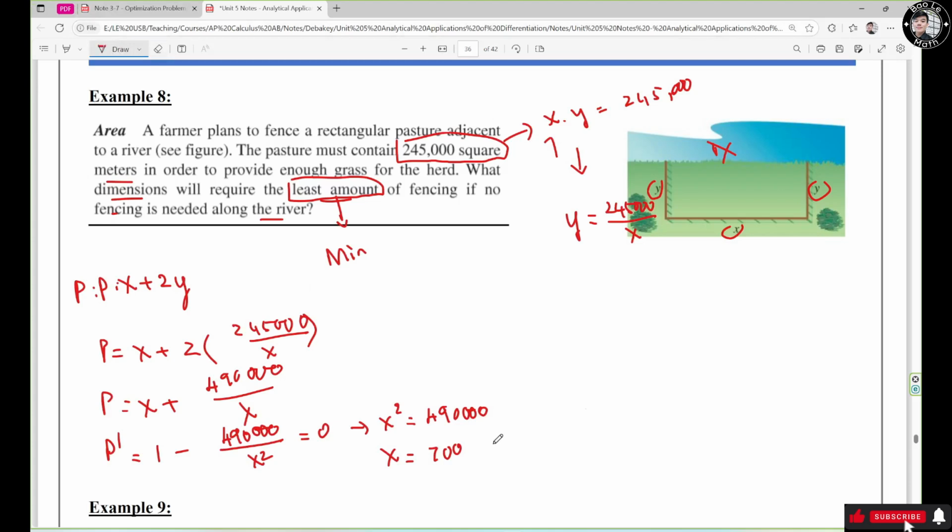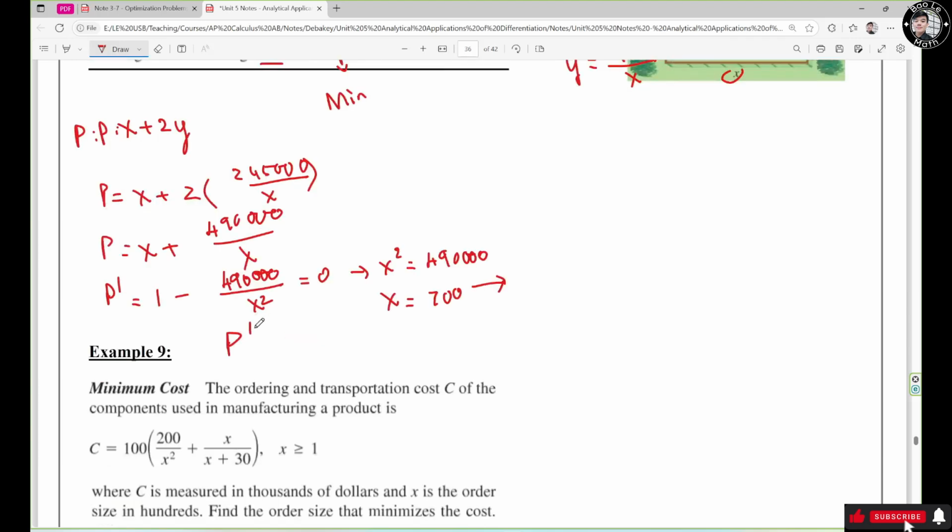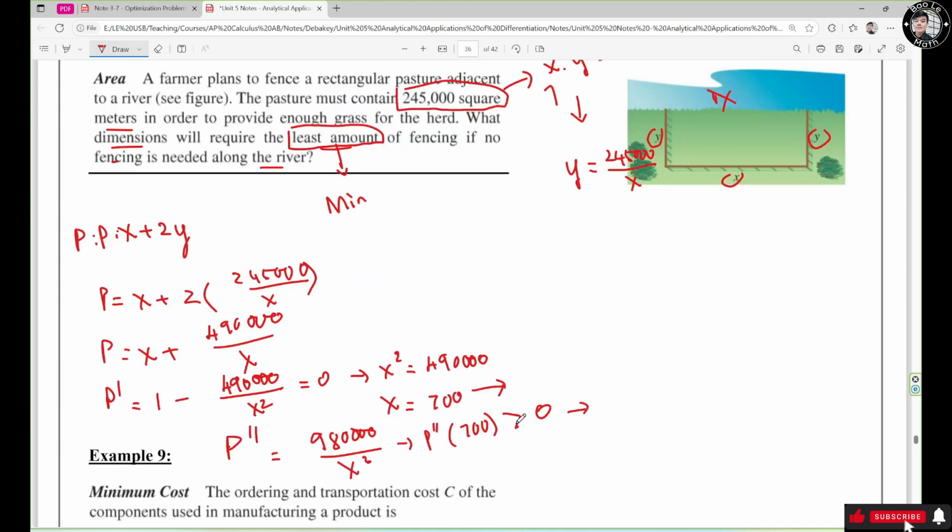Now I'm going to use the second derivative test to check if this is the minimum or maximum. P double prime is going to be 980,000 over s cubed, and I need to calculate P double prime of 700. It's always positive when you substitute 700 for s. Then this tells us that P obtains the minimum value. s equals 700, this is what we need.